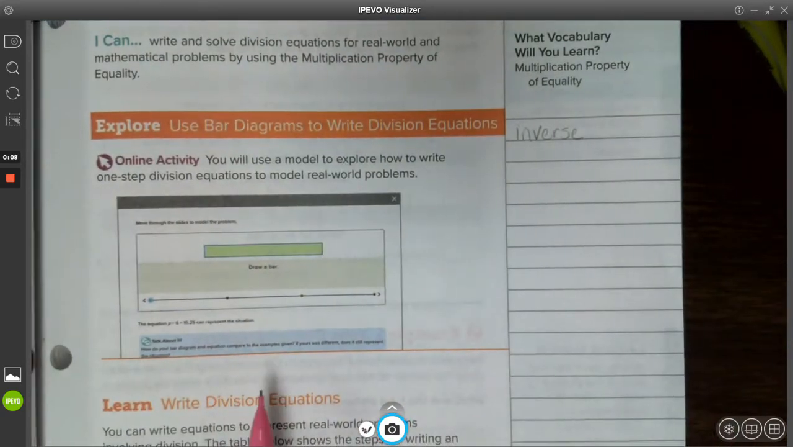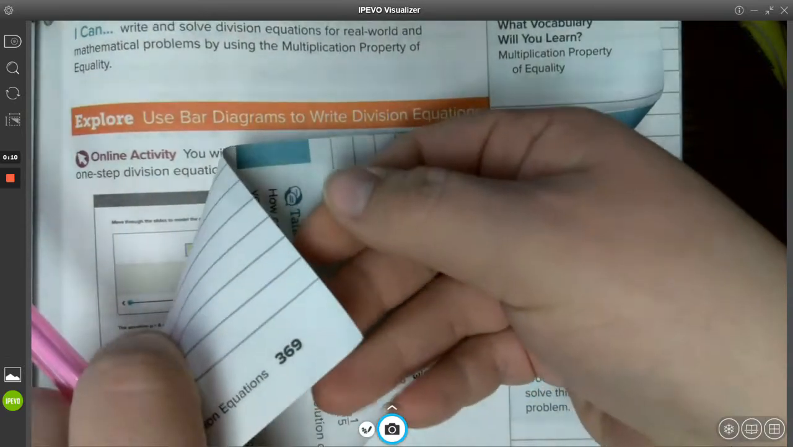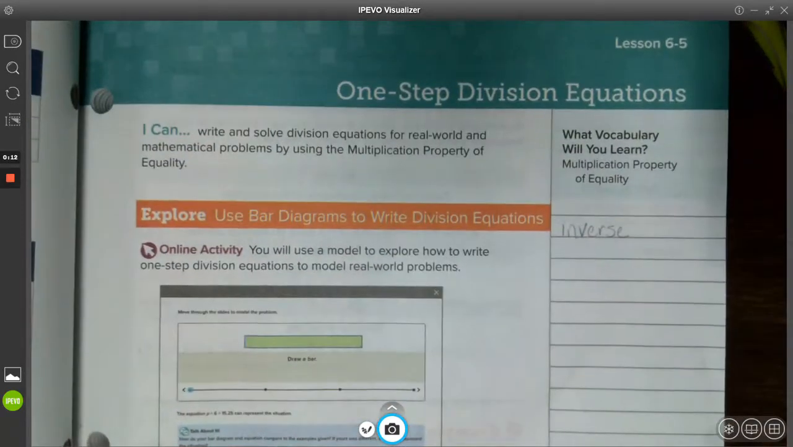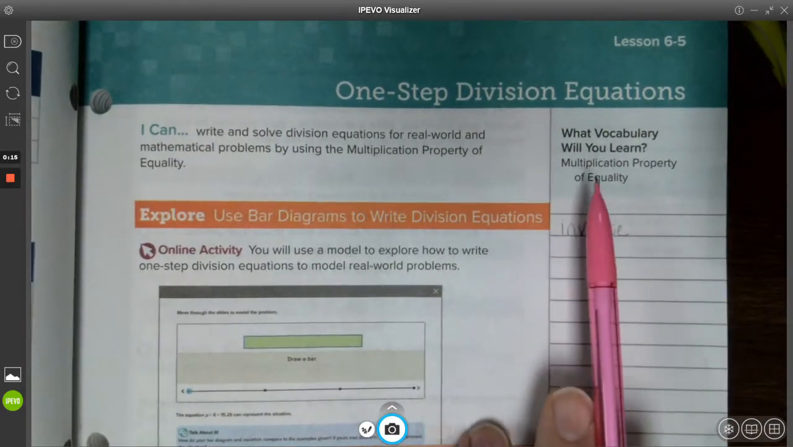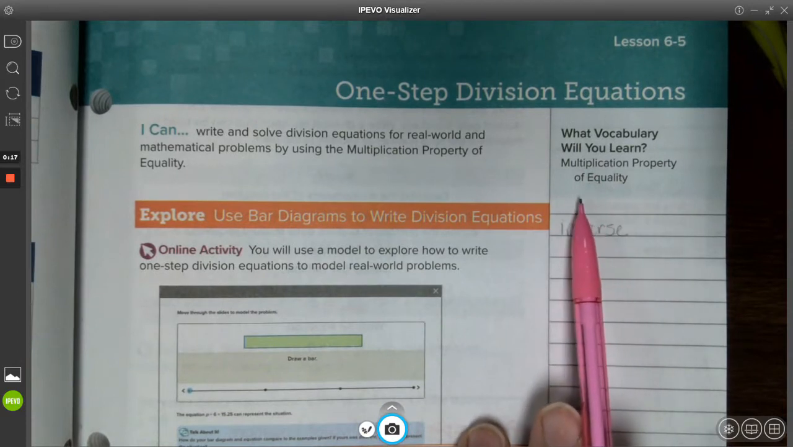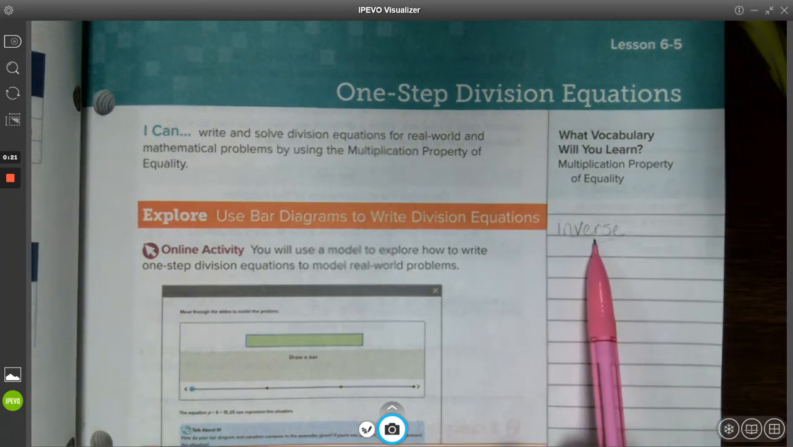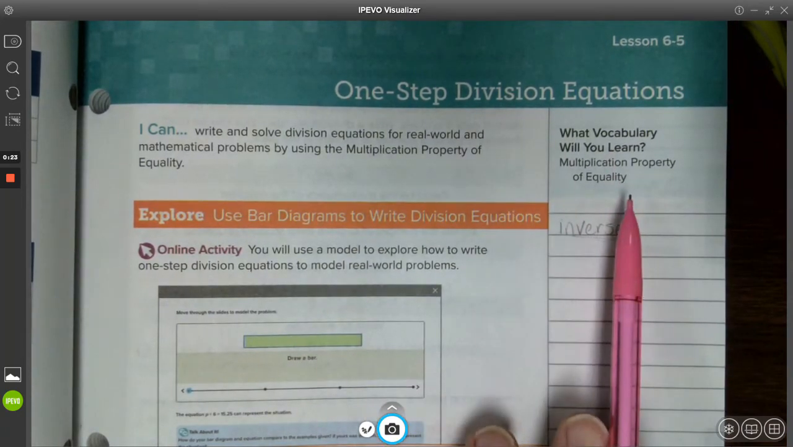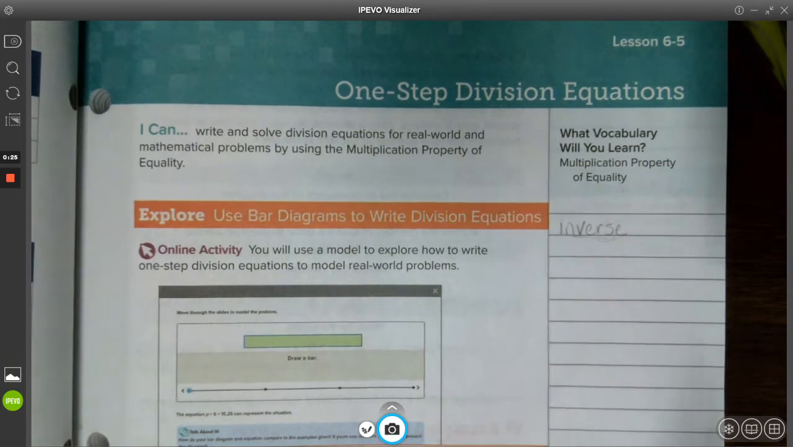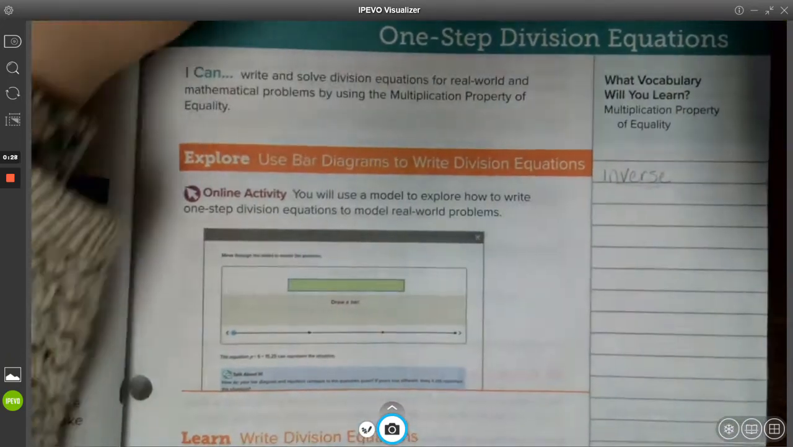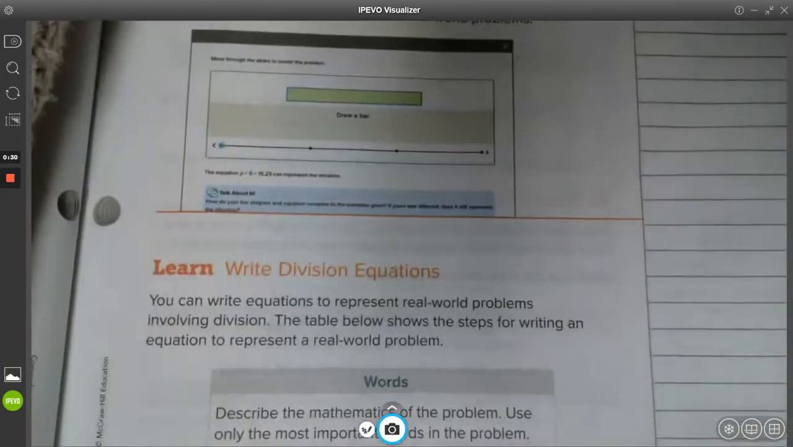We're on page 369 in your workbooks. So over the past few lessons, we've talked about solving equations and we use inverse operations. So to solve a division equation, we would use the multiplication property of equality. We're going to start by writing division equations.